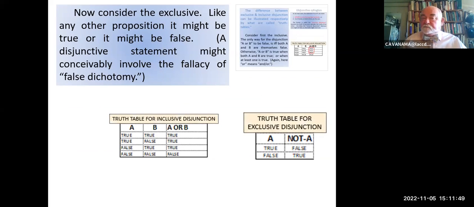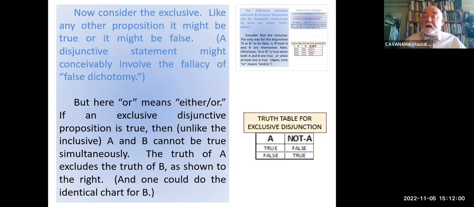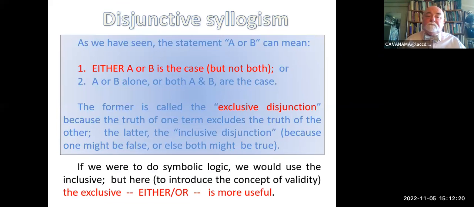Consider the exclusive. Any other synthetic proposition might be true or it might be false. A disjunctive statement might conceivably involve the fallacy of false dichotomy, but here or means either/or in the exclusive disjunctive. If an exclusive disjunctive proposition is true, then, unlike the inclusive, A and B cannot be true simultaneously. The truth of A excludes the truth of B, so we'll call it exclusive. And same identical chart for B.